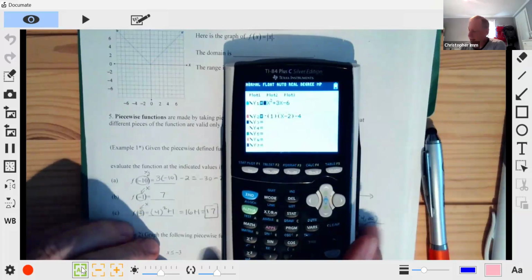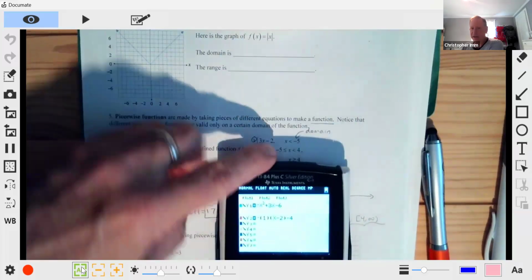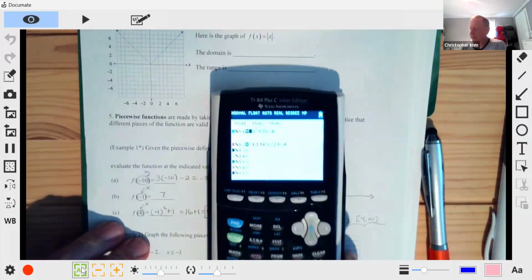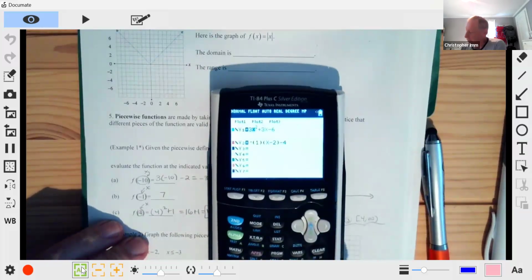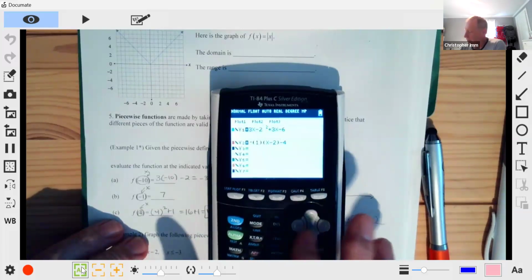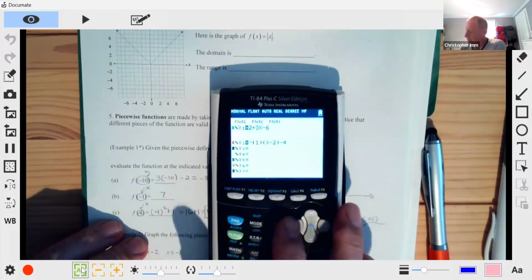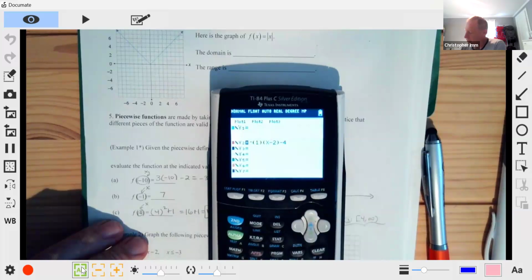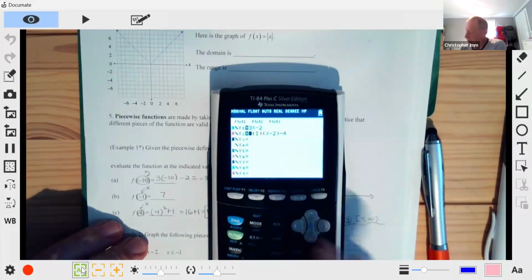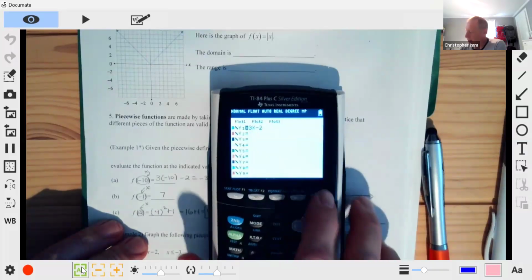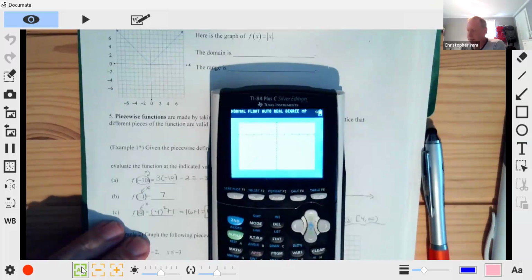So if I actually put in this function, 3x minus 2, we know what that looks like. It's a line with 3 as the slope and y-intercept of -2. Let me delete the rest of this out. Let me try again. 3x minus 2. And I'm just going to delete this out. And if I plot it, you can see what the graph looks like there.